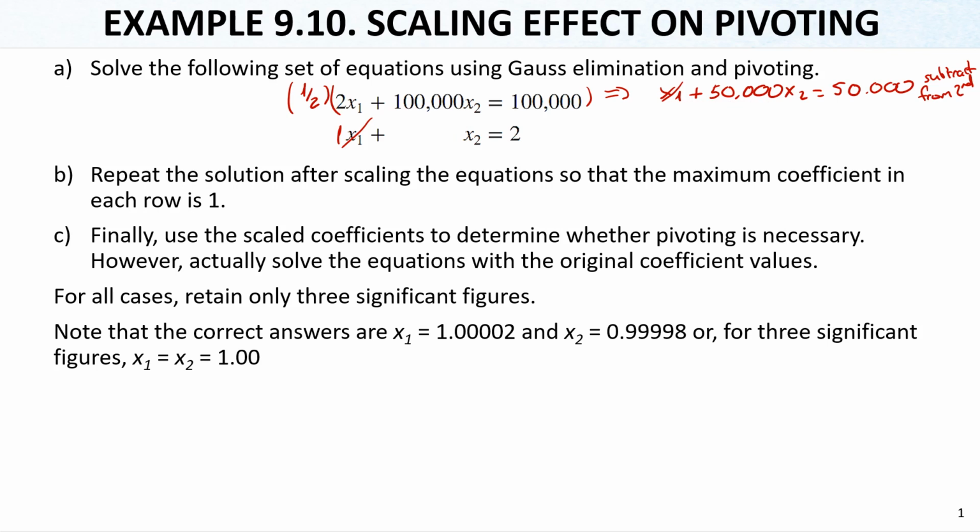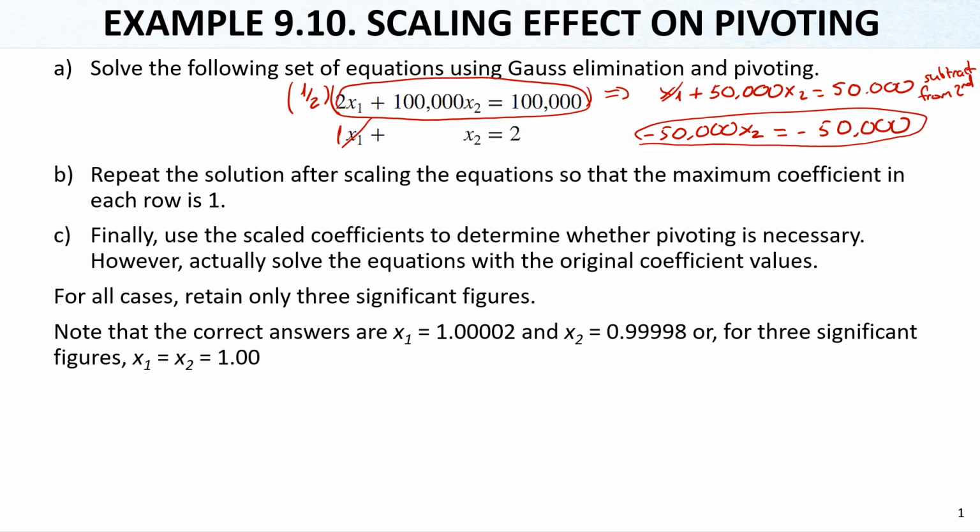49,999. But we will need to have 3 significant digits. That's why it will be 50,000, but minus. So minus 50,000 x2, and same as this result, 2 minus 50,000, which becomes again 49,998 minus 49,998, but for 3 significant figures, it's again minus 50,000. So we use this as the second equation, and the first equation is this.